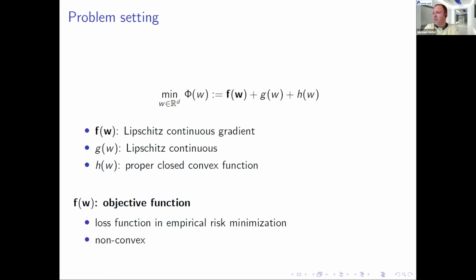The first function f, we assume it has a Lipschitz continuous gradient. And this would be, I guess, considered the true objective function of our problem, what we're really interested in. So this would be, for example, a loss function in machine learning. And we don't assume this function to be convex.